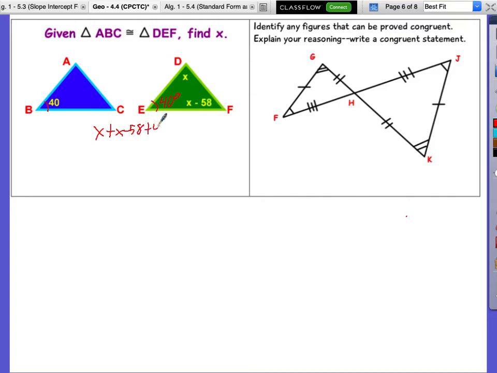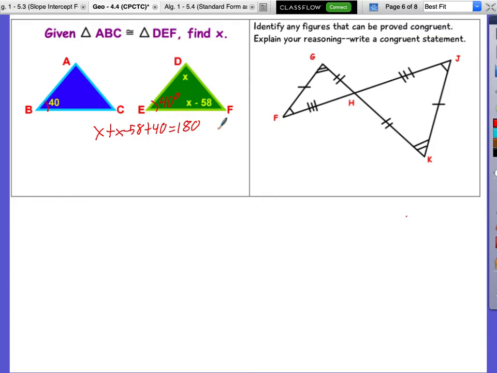Because if you do x plus x minus 58 plus 40 equals 180. Okay. So why does this equation work? Joe, I'm going to have you explain this equation. Why does this equation work? Because all three angles add up to 180 in a triangle, and this is all three angles added together. Very good, thank you.